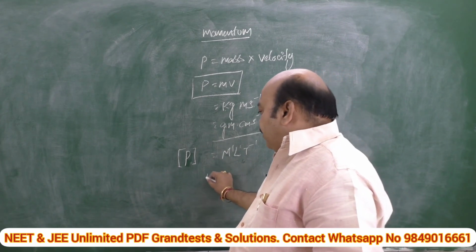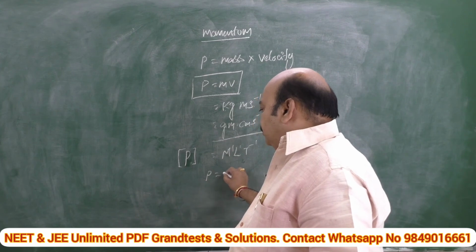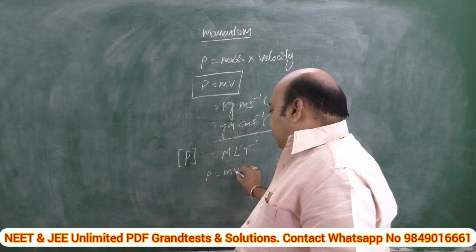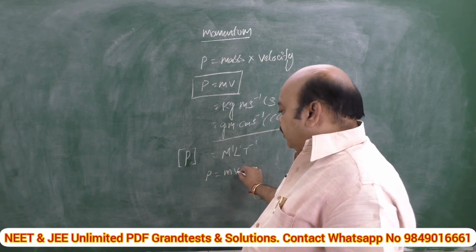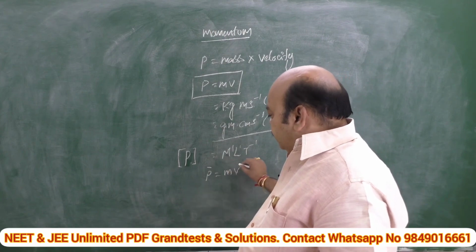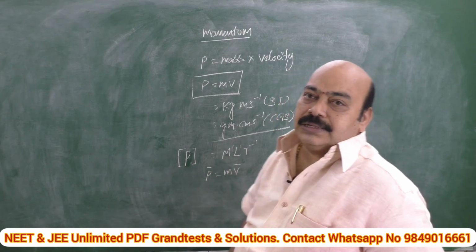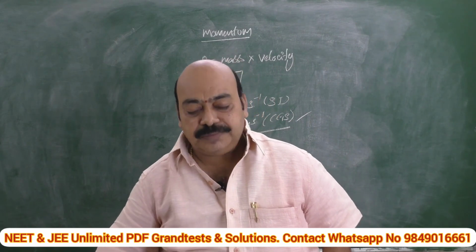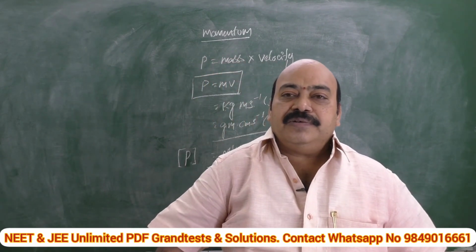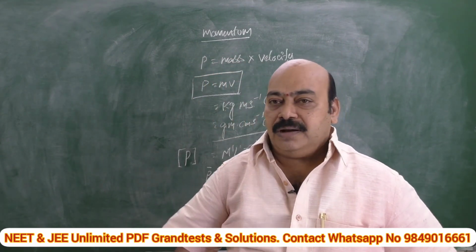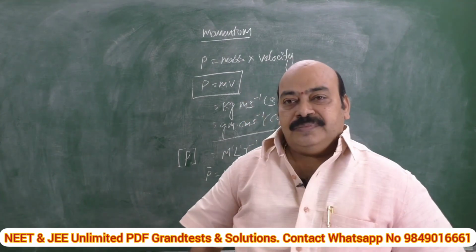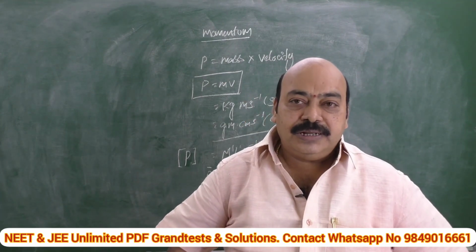See, in the formula we have mass into velocity. Mass is a scalar, whereas velocity is a vector. As a result, momentum is also a vector which acts in the direction of velocity. Velocity is in the direction of the momentum, causes that motion. That's all about momentum.